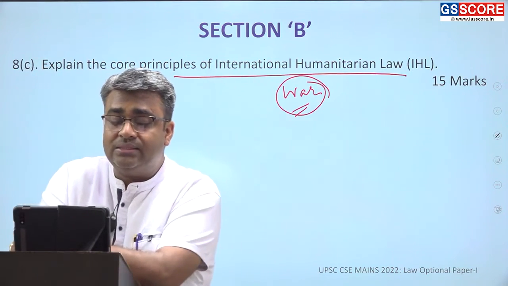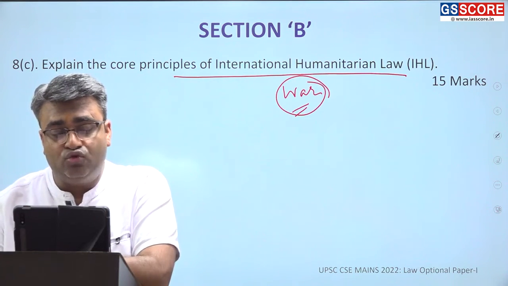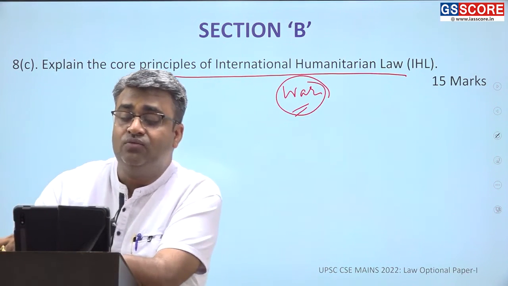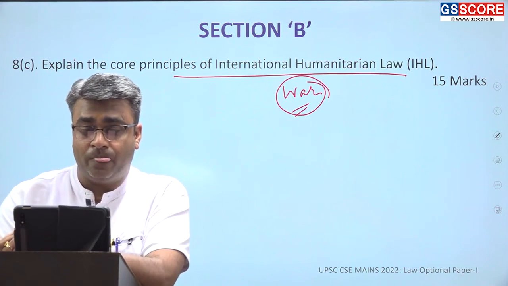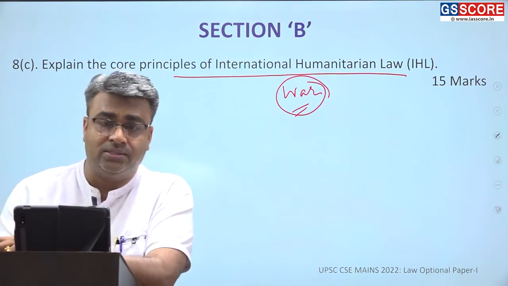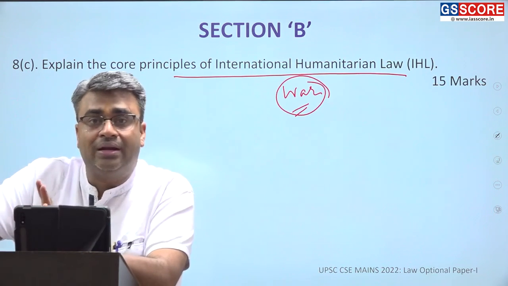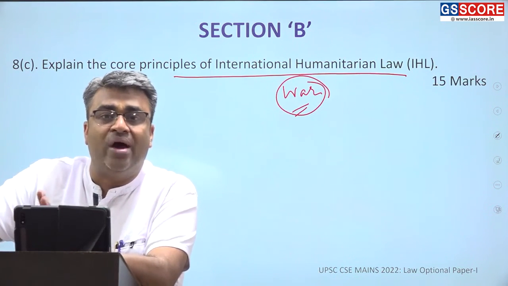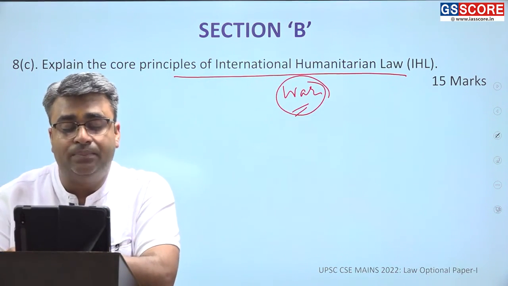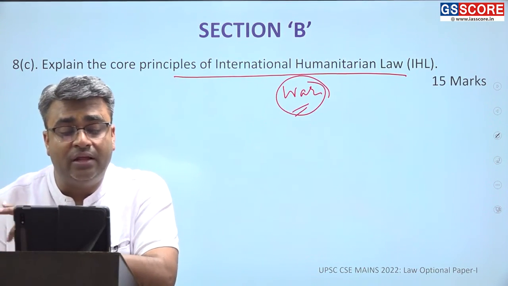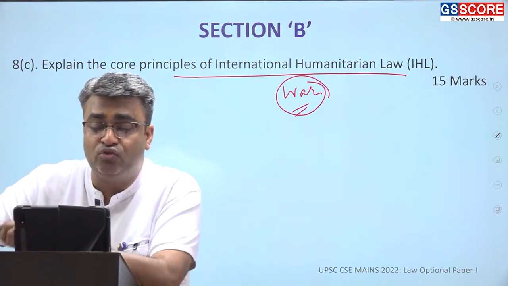So what are the various principles of international humanitarian law? That is the question actually. But before that, you should be very well aware of the fundamental difference between international humanitarian law and human rights. Generally, international human rights are applicable at the time of peace, while international humanitarian law is applicable at the time of war. And there are basically 5 main core principles of international humanitarian law which you should explain.